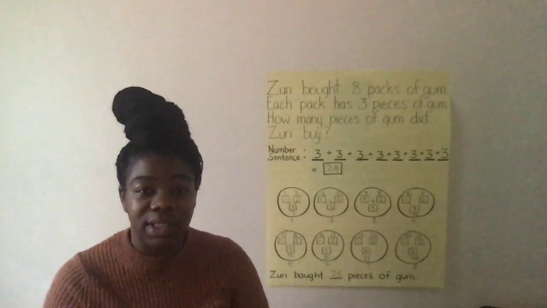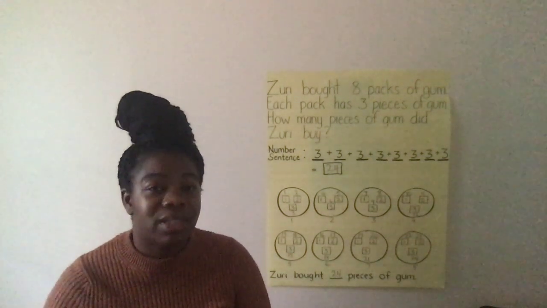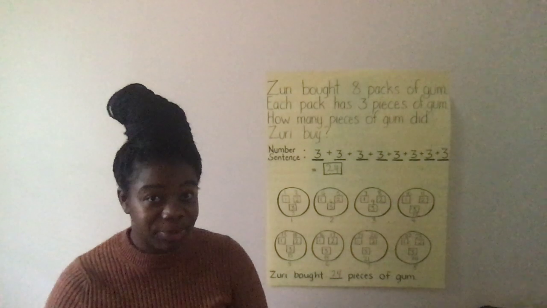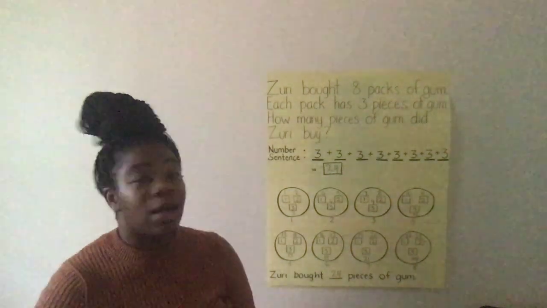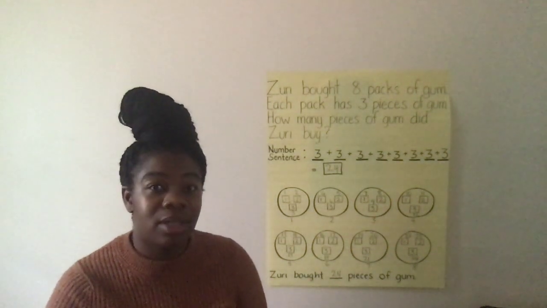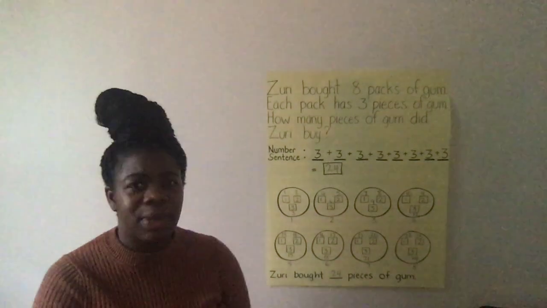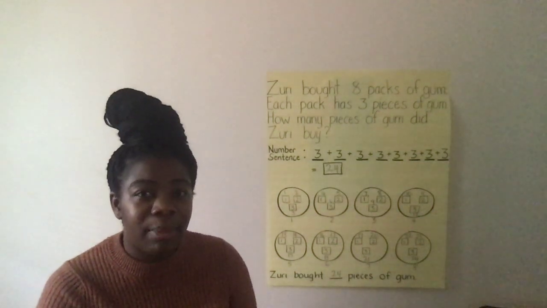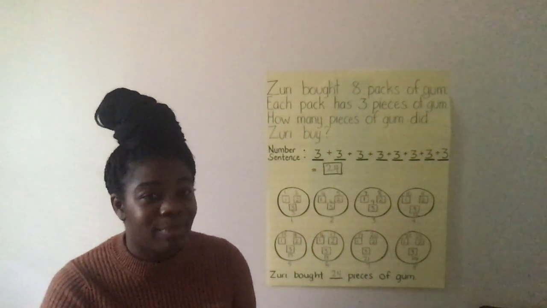And when I read it the third time, you're going to write a number sentence to match the story problem. Zuri bought 8 packs of gum. Each pack has 3 pieces of gum. How many pieces of gum did Zuri buy?